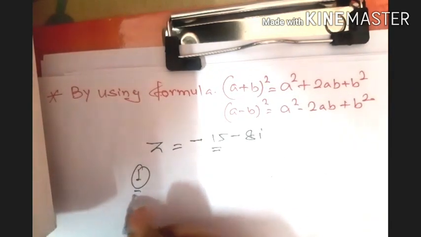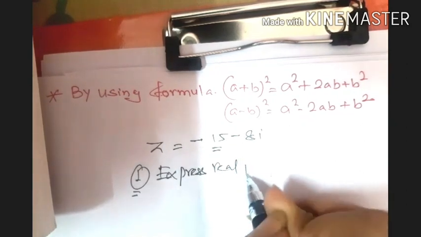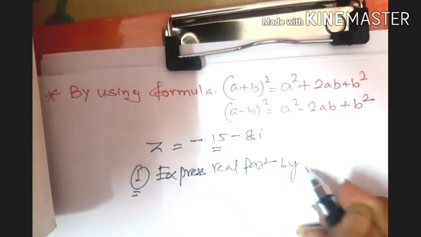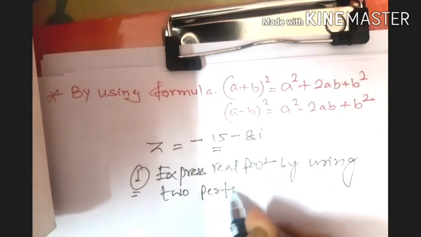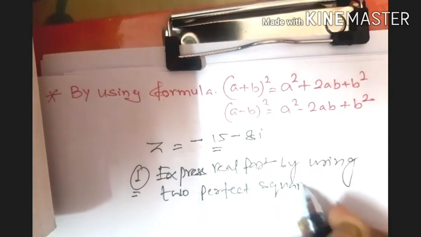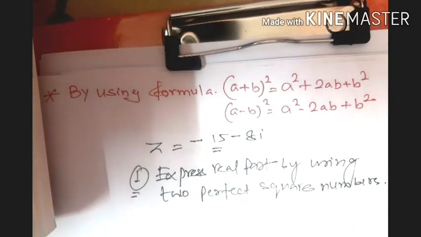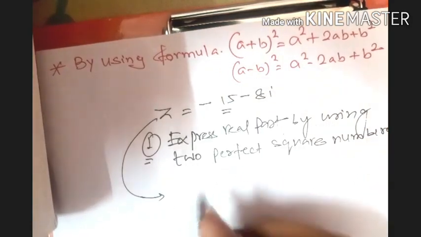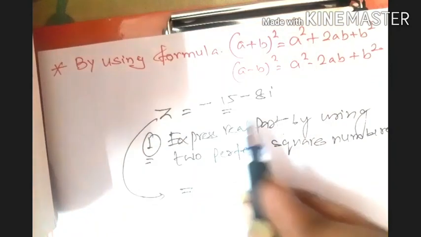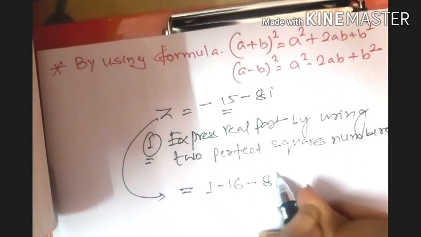That means the first step is: express the real part by using two perfect square numbers. That we have to think about, that we have to imagine, otherwise it cannot be done. So if you see from this, that is minus 15, as minus sign is here, we can write minus 15 as 1 minus 16, minus 8i.